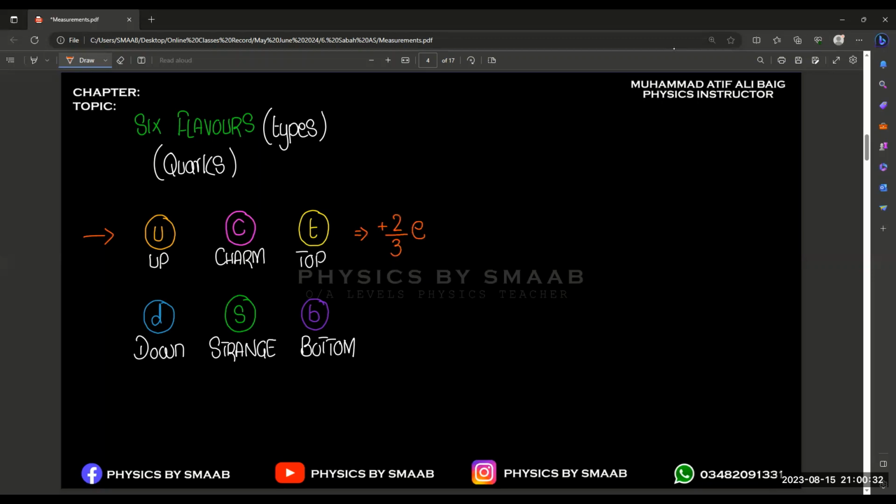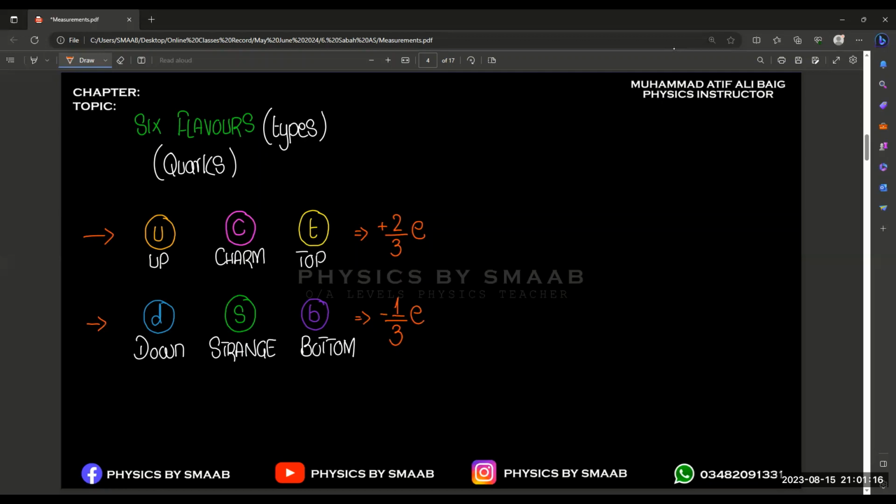So you can easily write up, top, charm in the positive category, and the rest of them will be the negative ones, but their values will be different. Their values will be minus 1 over 3e, right? The derivation and the detail behind these charges are not important, because that is not included and they are not going to ask it in your exam, right? So there are only two types of charges for each flavor of the quark: either positive 2 over 3e, otherwise minus 1 over 3e. The bottom side consists of minus 1 over 3e, and the upper side consists of plus 2 over 3e.